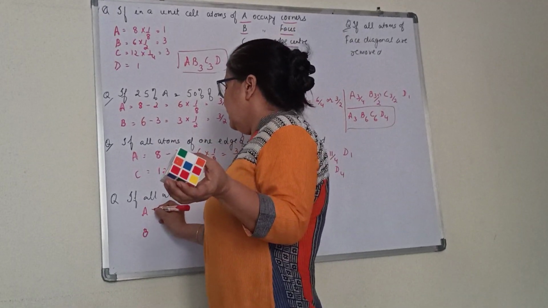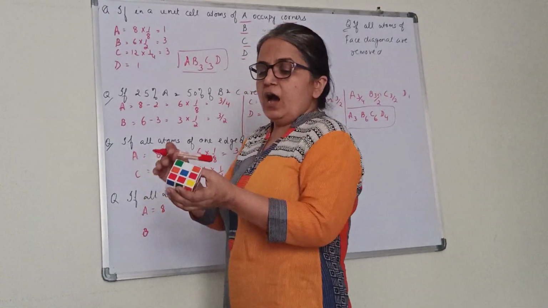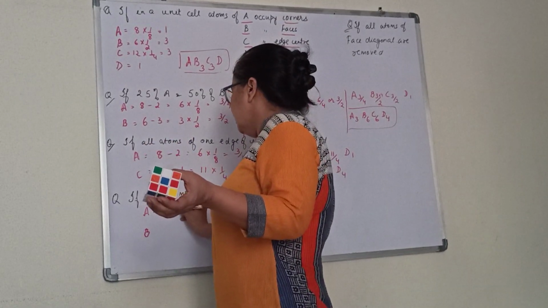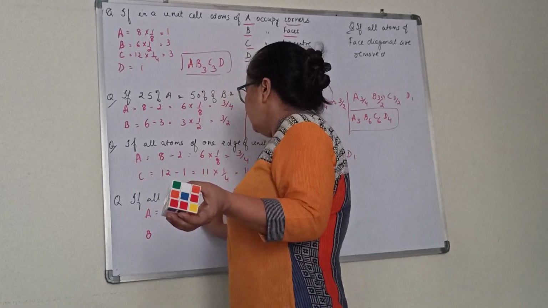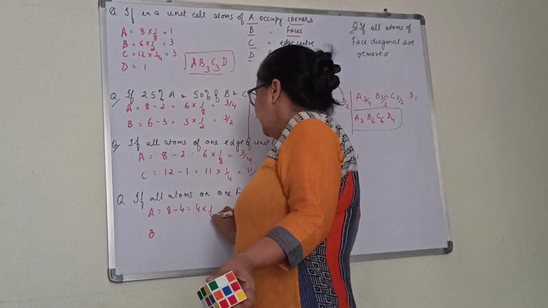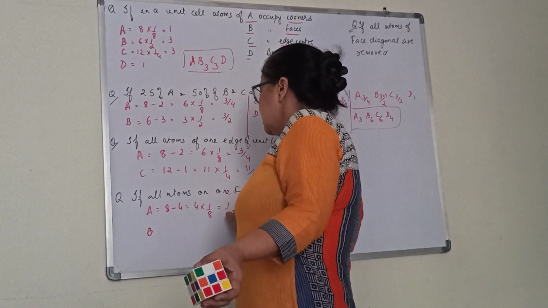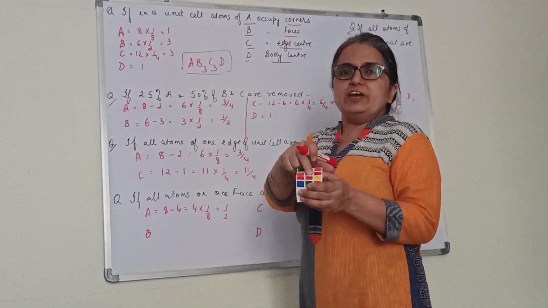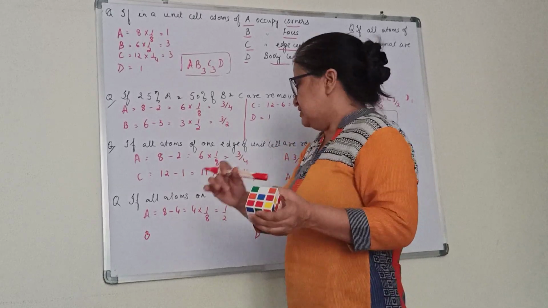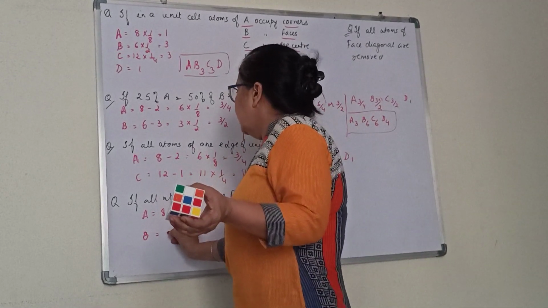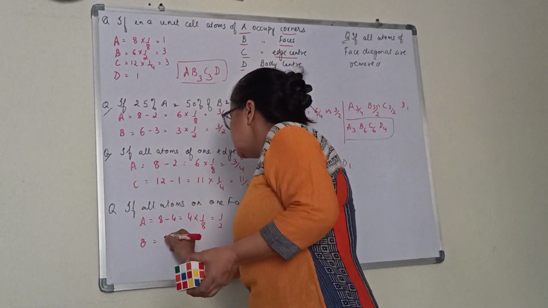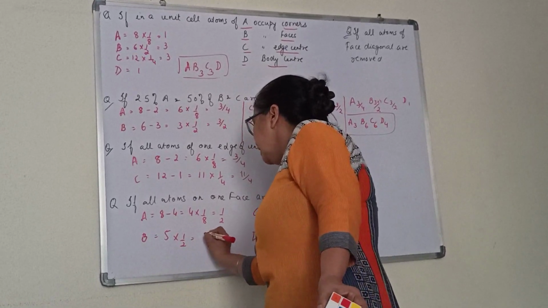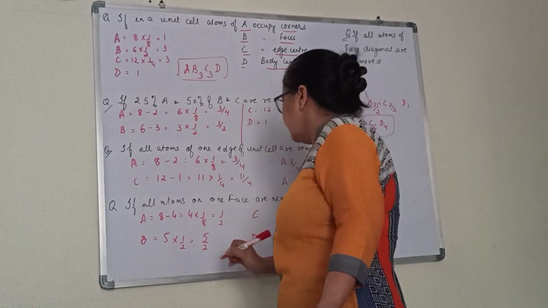So D will remain as such. There were how many A's? 8 A's. Out of 8, how many are removed? 4 are removed. So you are having minus 4 of them. You are having 4 into 1 by 8. That means you are having this as half. Where is B present? Face. One face is removed. One center of that face is removed. So B, there were actually 6. So now you are left over with 5. 5 into half, that means 5 by 2 is left over.